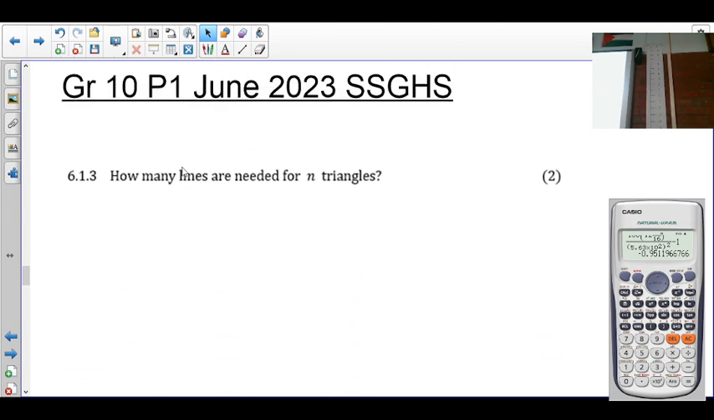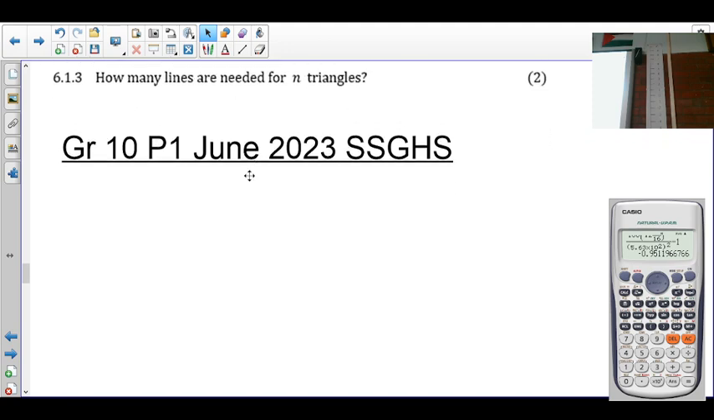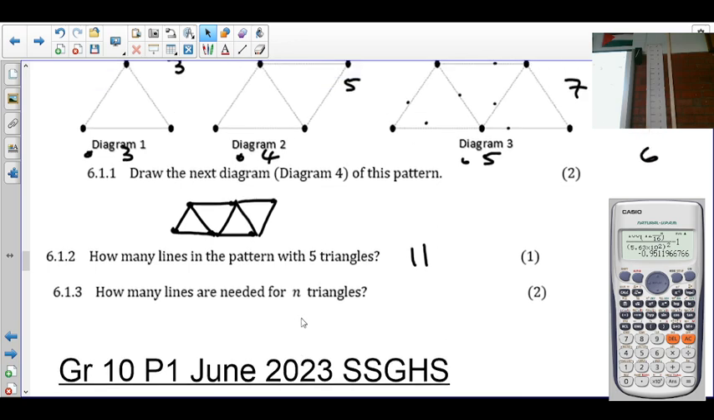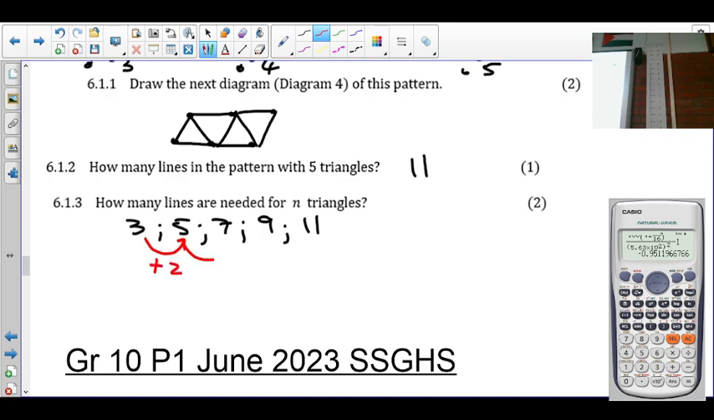How many lines are needed for n triangles? So in other words, here they're asking you about the general term. Not so? So if you look at the pattern that was generated, it was 3, 5, 7, 9, 11. Okay? So how do I move from one term to the next? Adding 2, plus 2, plus 2, and so on.